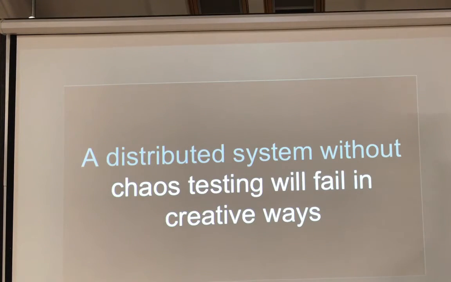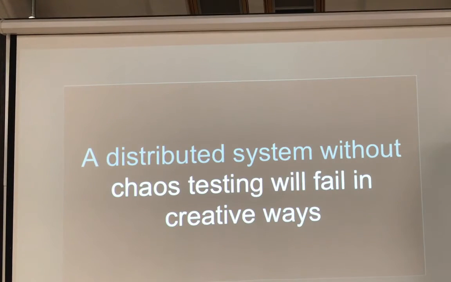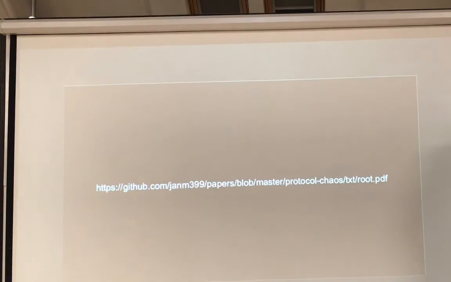A distributed system without chaos testing will fail in creative ways. What do we mean by creative? Well, software at a large scale tends to find clever ways to do things you don't expect. Almost like it's doing it deliberately. I don't have a diagram, but I do have a link to a paper. So I'll talk about chaos.